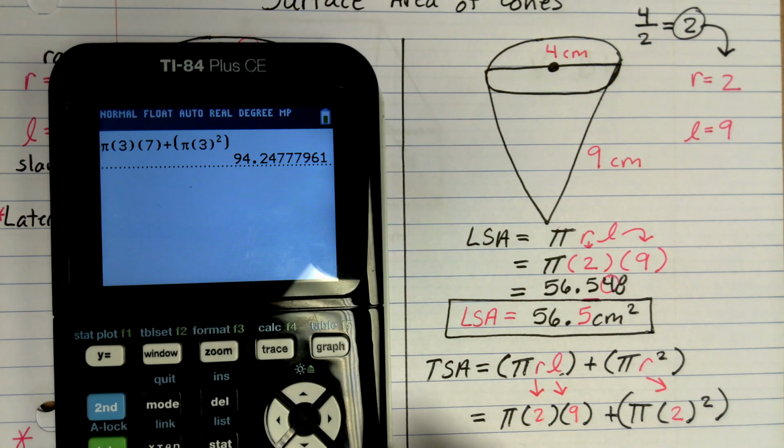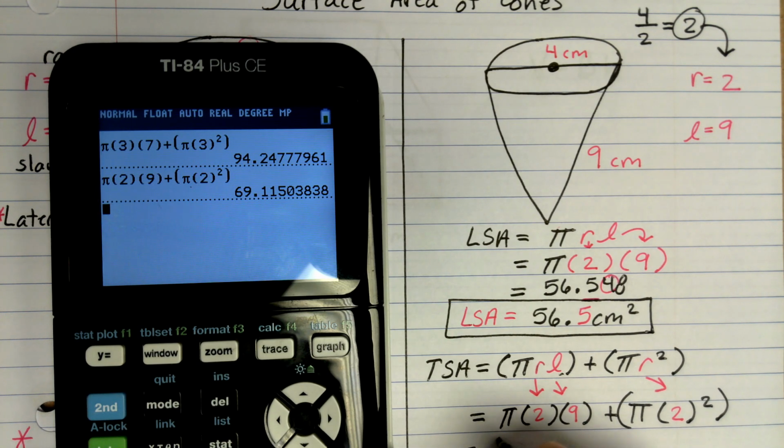So I'm going to go ahead and put pi times 2, my radius, times 9, my slant height, plus pi r squared. So pi times the radius 2 squared. And that's going to give me 69.115.